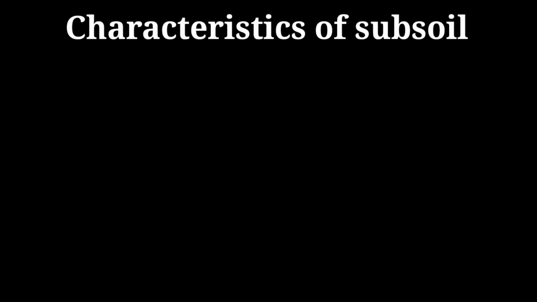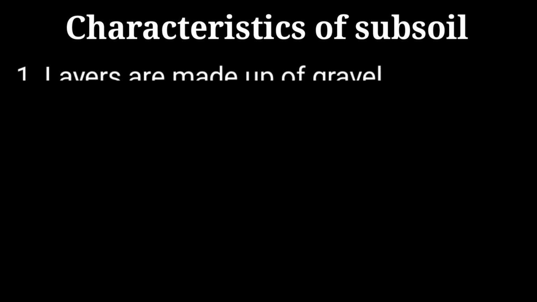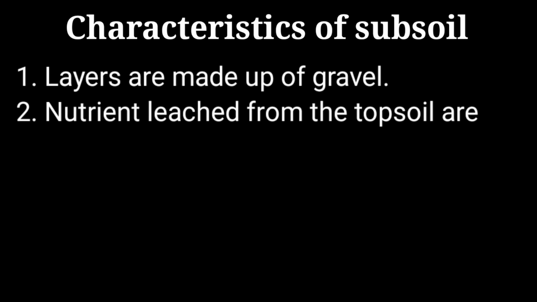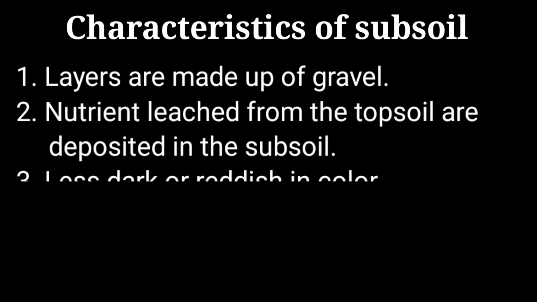Let us look at characteristics of subsoil. Number 1, layers are made up of gravel. Number 2, nutrients leached from the topsoil are deposited in the subsoil. Number 3, less dark or reddish in color.